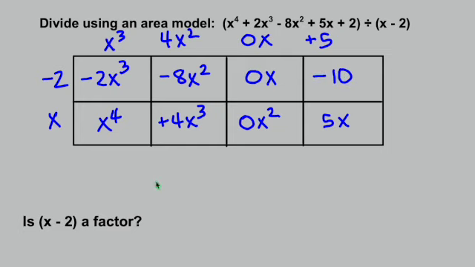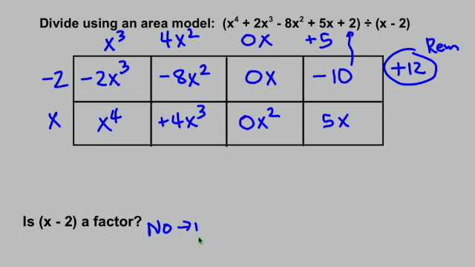Now, at this time you'll notice this negative 10 is not the same as our remaining last constant here on the end. They're different. And to get from negative 10 to positive 2, I'm going to have to add on 12. So that is what we call our remainder. So when we say, hey, is this actually a factor? We would say no, and the reason is simply our remainder is not 0. We actually have 12 left over to get from negative 10 to positive 2.